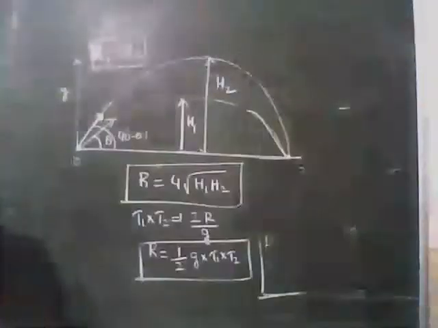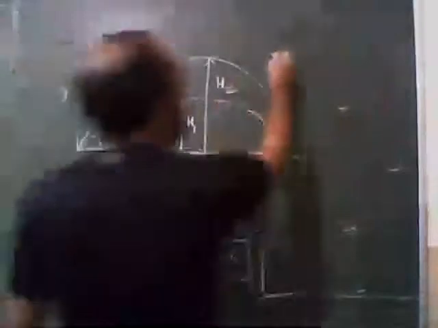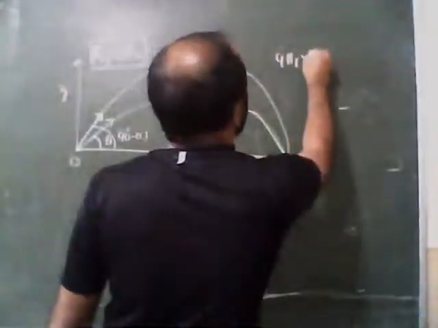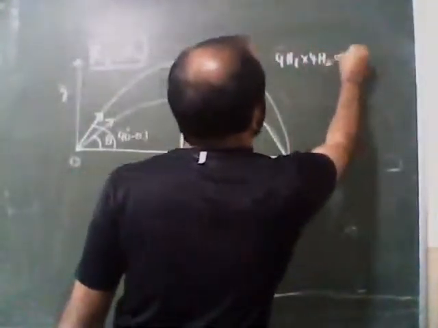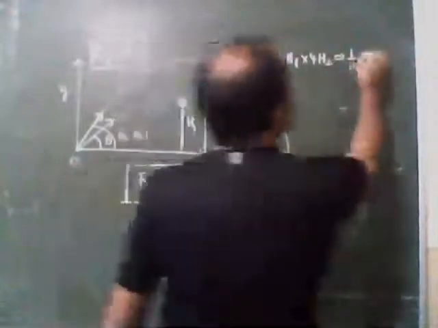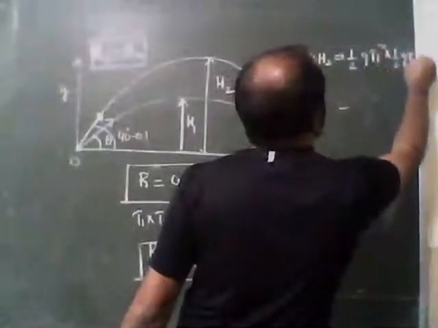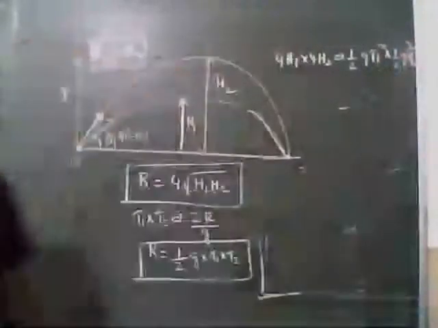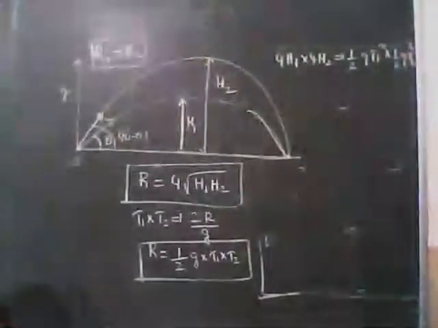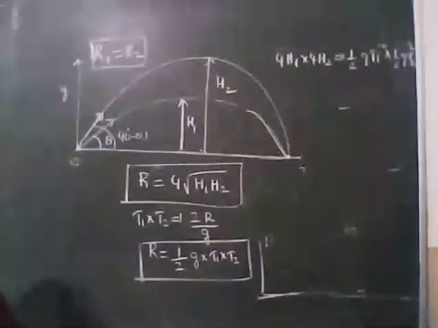4h1 into 4h2 means half g t1 square into half g t2 square. So 4h1 into 4h2 is equal to half g t1 square into half g t2 square. Here, 4 4s are, so 2 2s are 4.